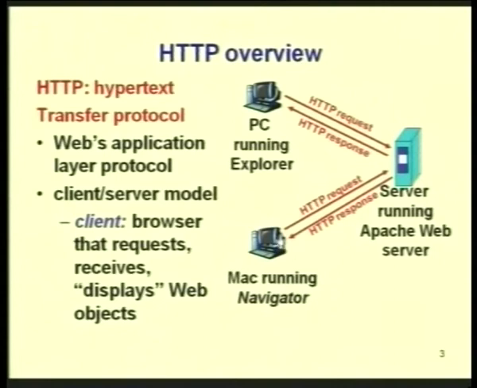Now, these client programs can talk to a server. The server would be running, for instance, the Apache web server, and these client programs, processes running on these individual machines, can send HTTP requests to the server and get back the corresponding HTTP response. So, we say it is a request response protocol. The client is the browser, as we said, which requests, receives and displays the web objects. The server is a program which serves the requests which are coming in from the client.